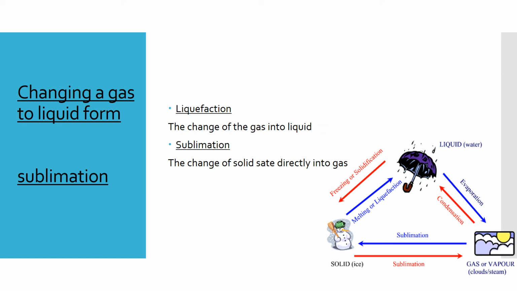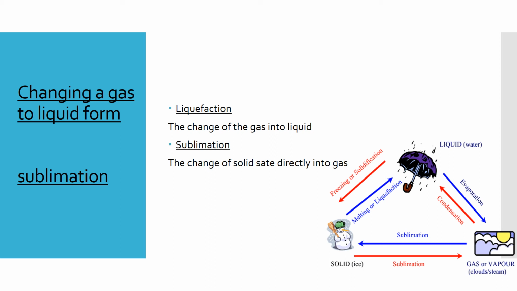Next is changing a gas to a liquid. How does a gas convert into a liquid? The change of a gas into a liquid is called liquefaction. It happens when a gas is pressed in a closed container, its particles come close together and the volume of the gas decreases. If the gas is compressed further, the particles come so close together that the gas changes into a liquid. This is called liquefaction.